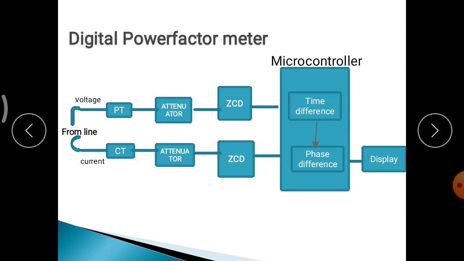At point B, it sends one more interrupt to the microcontroller to stop the counting. That time difference is calculated by the microcontroller and stored in the time difference register. Next, the time difference is converted into phase difference, angle phi. After that, the cosine of the angle phi is calculated as the power factor and displayed by the display unit. So this is the working of the digital power factor meter.